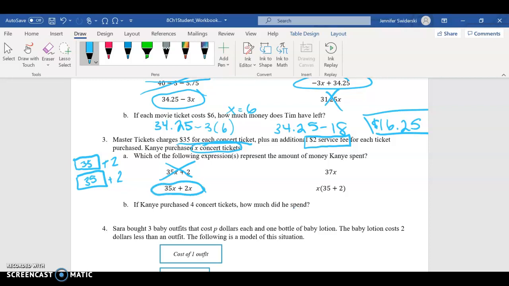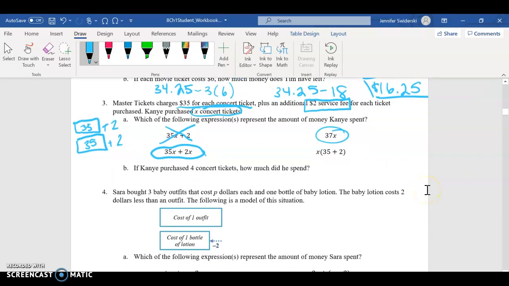Yeah. All right. What about these? Do you think either of those would work? Well, if I combine my like terms here, yeah, 37x would work. What about this last one? Think about PEMDAS. What do parentheses mean in math? Yeah, x times 35 would give me that 35x plus x times 2 gives me 2x. If I combine my like terms, will that work?